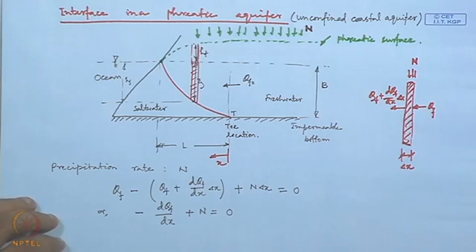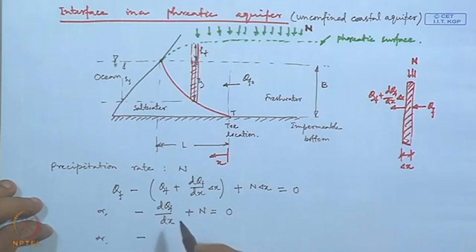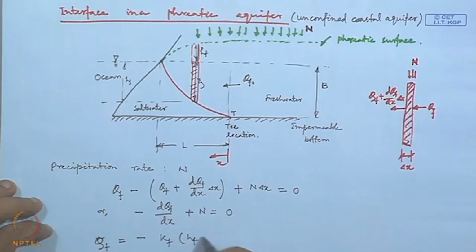So, if we use our Darcian flow conditions, then we can easily see that this QF is basically minus KF into (HF plus xi) into dH by dx.